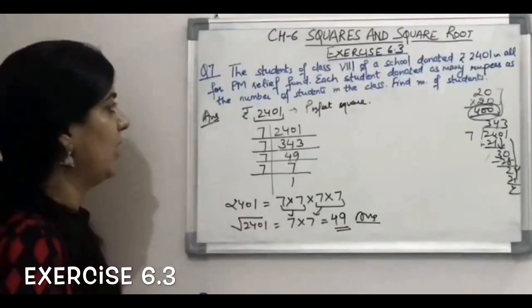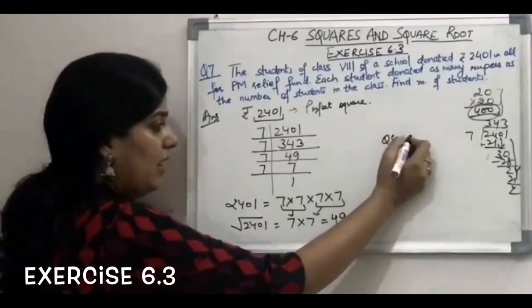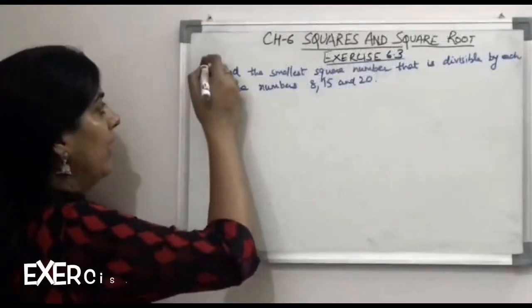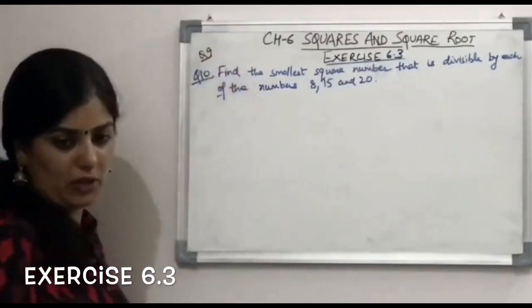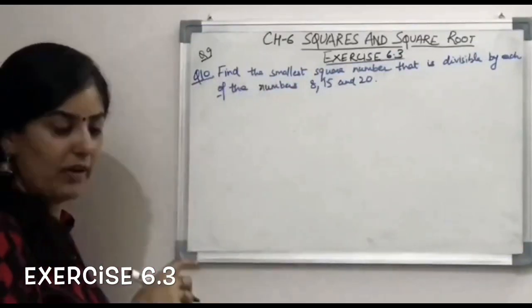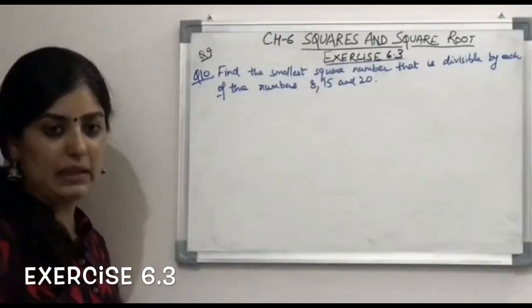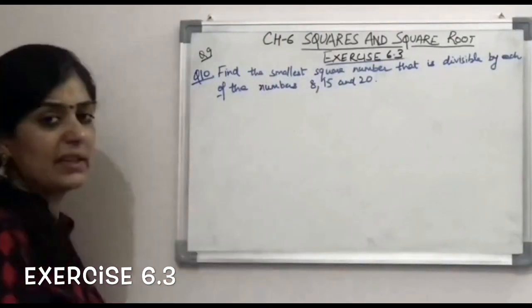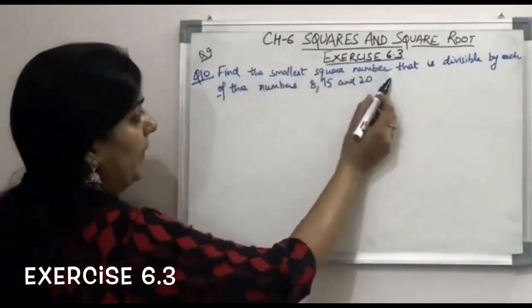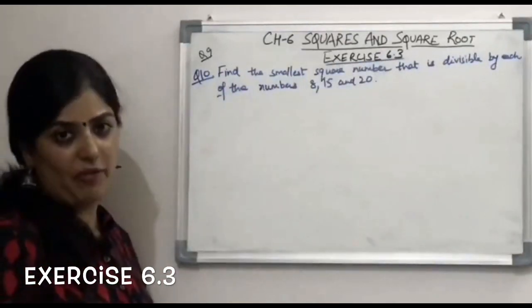This is the way you will do question number 8 also. Question number 8 is your homework and it is just similar to question number 9 and question number 10 both are similar questions. But in question number 10 the calculations are a bit difficult, so I will do question number 10 here of exercise 6.3 and question number 9 is your homework. So let us start how we will do question number 10. It is find the smallest square number that is divisible by each of the numbers 8, 15 and 20.